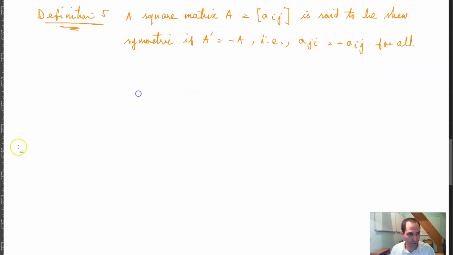And so that is then a skew symmetric matrix, meaning that if you have a matrix A, take the transpose of that matrix, and also take the negative of that matrix. If those two are the same matrices, then A is called a skew symmetric matrix.